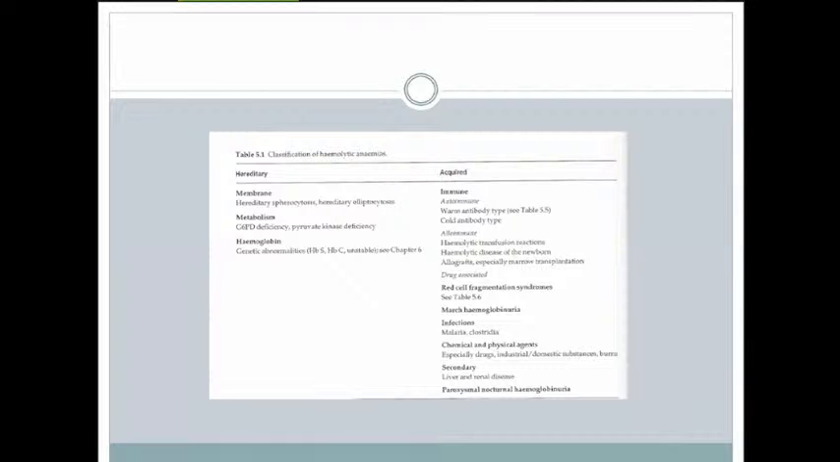Today, we are going to talk about acquired hemolytic anemias, and the classification of acquired would be based on immune and non-immune causes.